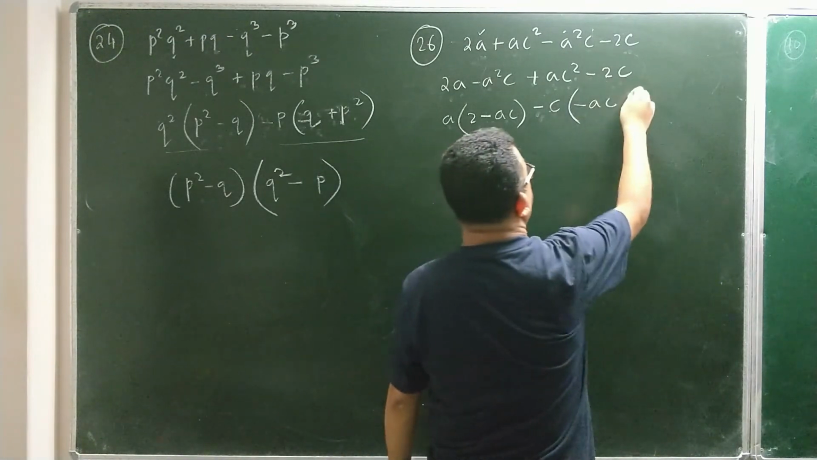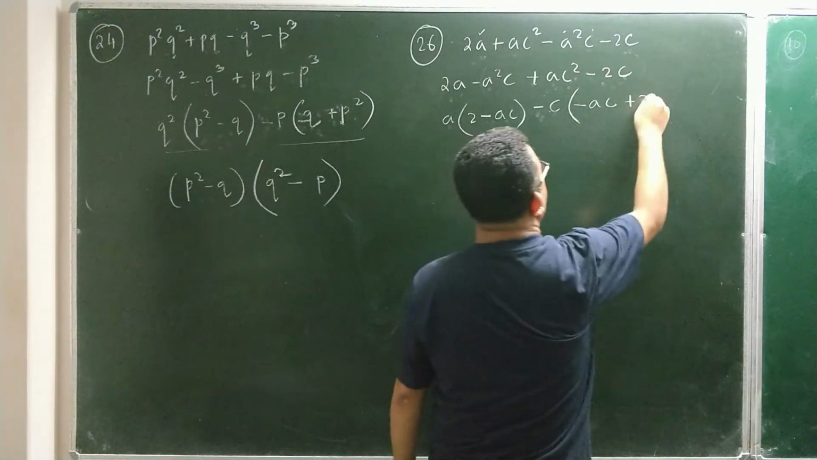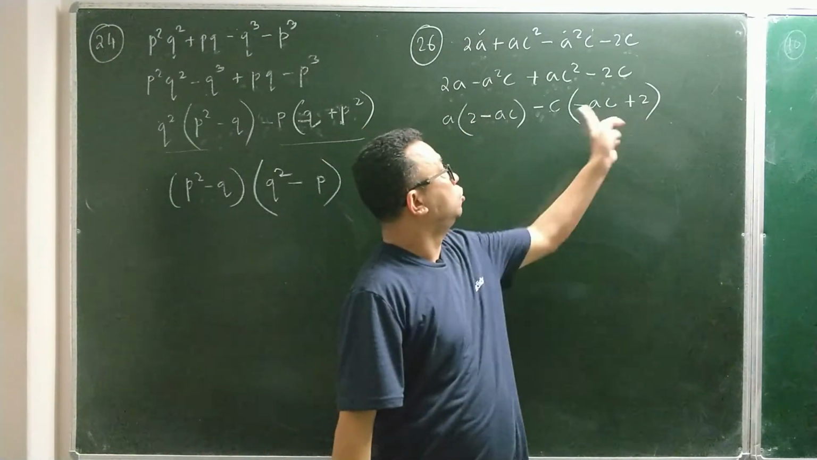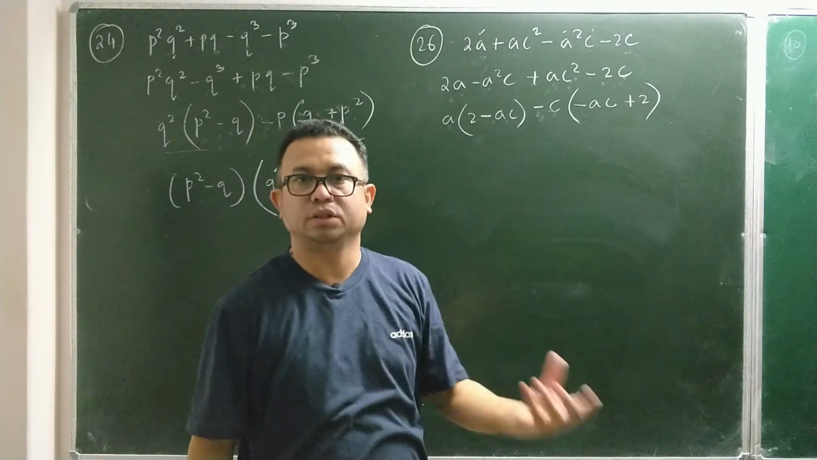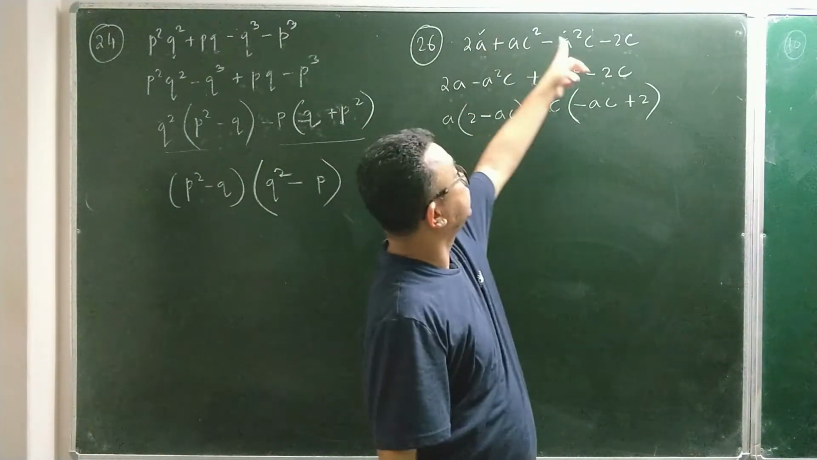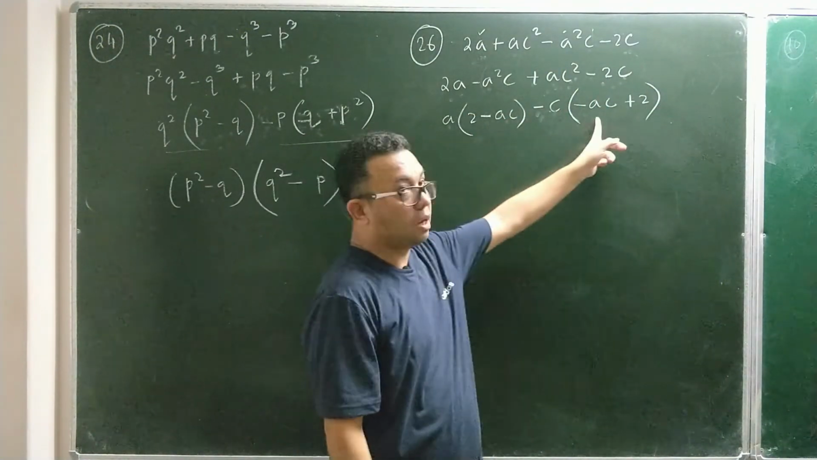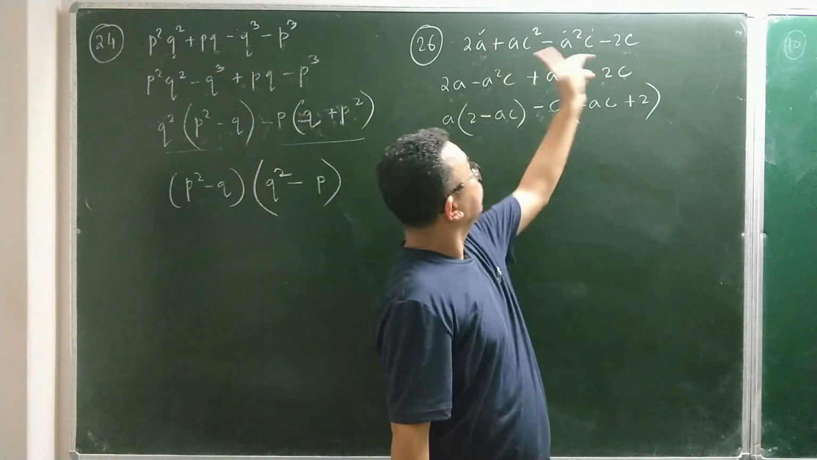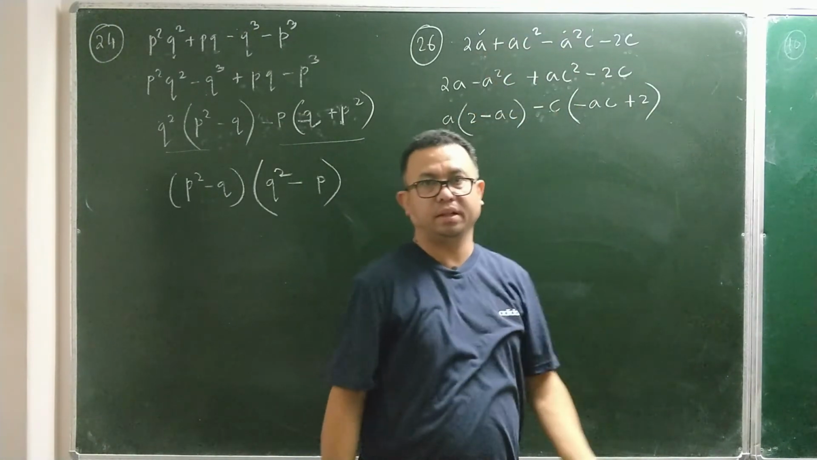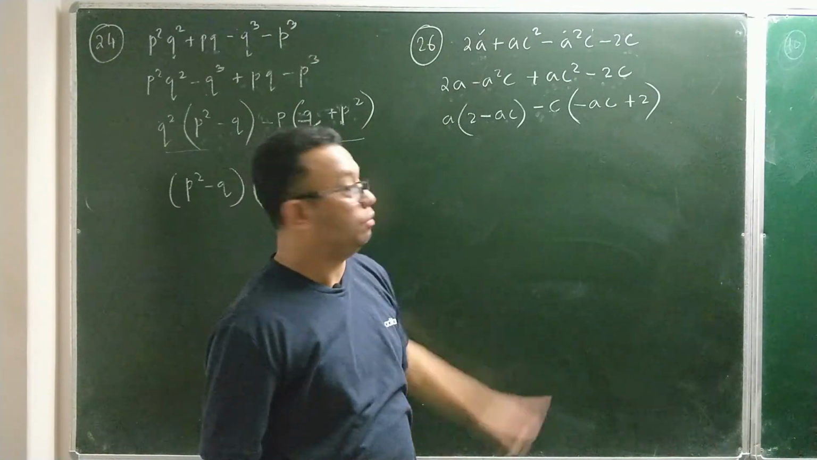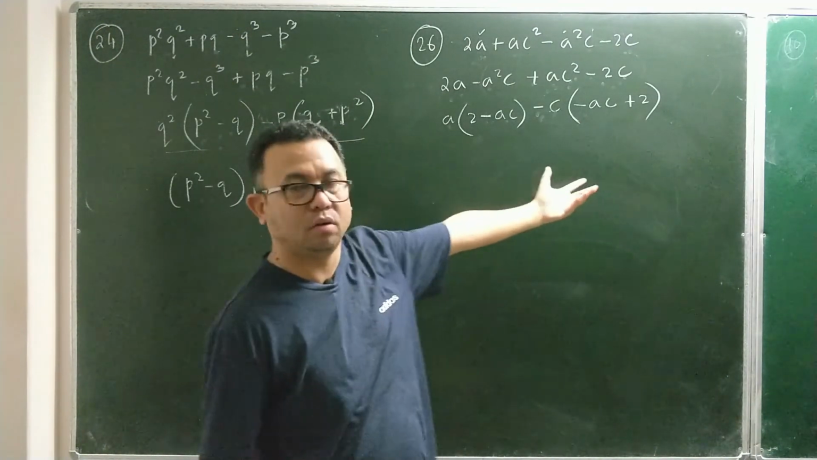Then minus into minus is plus. C is already out means 2 is what is left. Now check the two brackets. 2 minus ac, here also 2 minus ac. They are the same. So since the two brackets are the same, my pairing of first and third was correct. If the brackets were not coming the same, then I would have paired the first one with the fourth one and the second with the third one. Out of the three kinds of pairing, one of them will give you the same bracket. I got the same bracket in the second one.